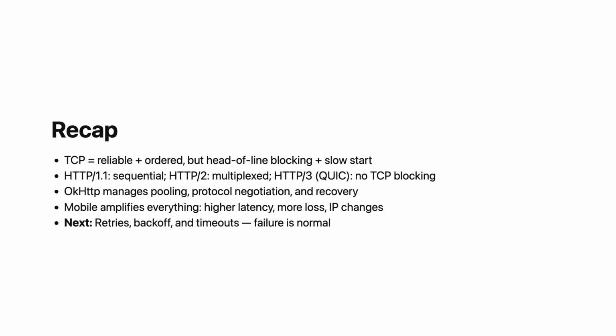Let us bring it all together. TCP gives you reliable ordered delivery, but at the cost of head-of-line blocking, slow start, and sensitivity to packet loss. HTTP/1.1 layered on sequential requests. HTTP/2 added multiplexing but still suffered from TCP level blocking. HTTP/3 and QUIC moved to UDP to solve that problem with the added bonus of faster handshakes and graceful IP migration. OkHttp manages all of this for you.